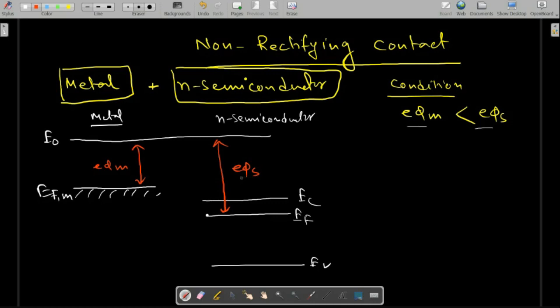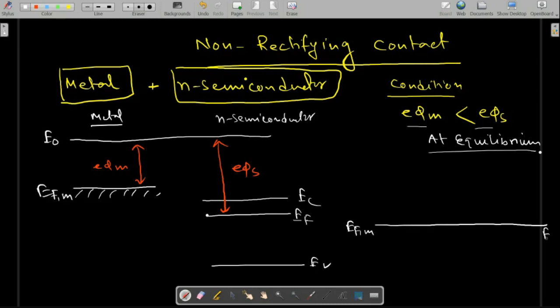So now to achieve equilibrium, you know that both side Fermi levels must be at the same position. It's at equilibrium. So at equilibrium conditions, what will happen? The Fermi levels on both sides will be at the same position. That means we can draw one Fermi level throughout the system. So this one is the metal side, EFM. This side is the semiconductor side, EFS.